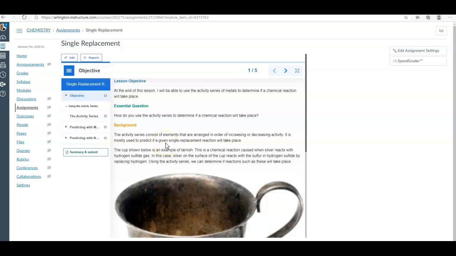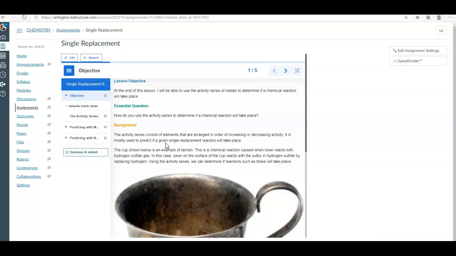All right, so today's lesson objective is using the activity series to predict if a chemical reaction will take place. Now, the essential question which you should be able to answer is: how do you use the activity series to determine if a chemical reaction will take place? That's all we're going to do. How do you apply the activity series?